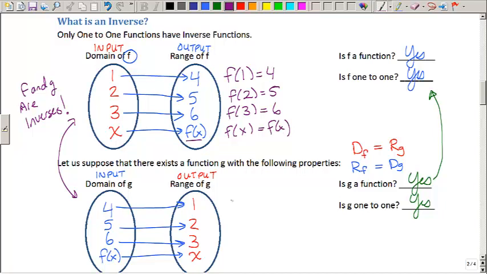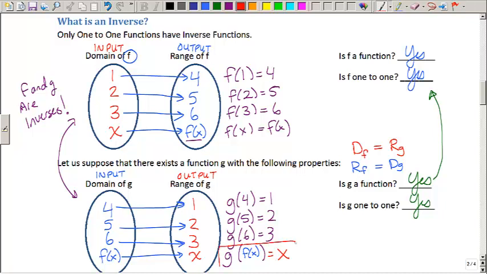Next, let's do the same thing for the g function. g of 4 is equal to 1. Notice that the domain and the range are exactly opposite in f and g. Similarly, g of 5 is equal to 2, g of 6 is equal to 3, and this last one here, be very careful. We have g of our domain, and our domain in this case is f of x, g of f of x, and I should be getting out x. Well, what do we have right here?